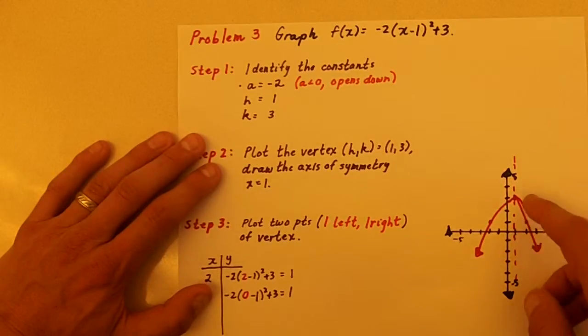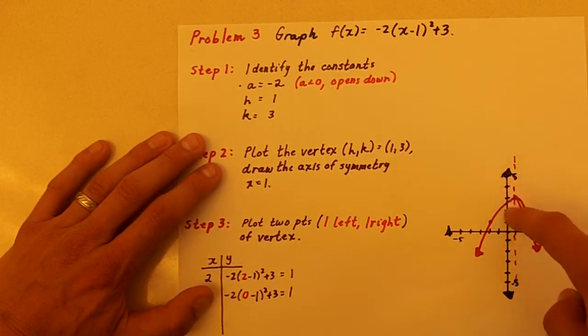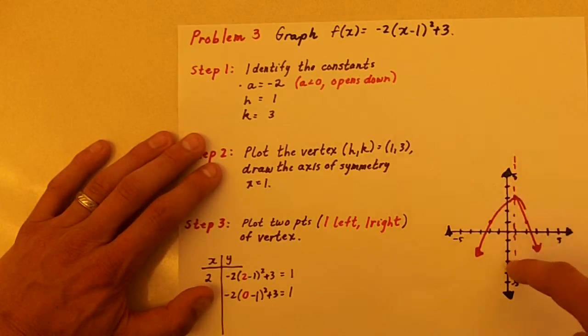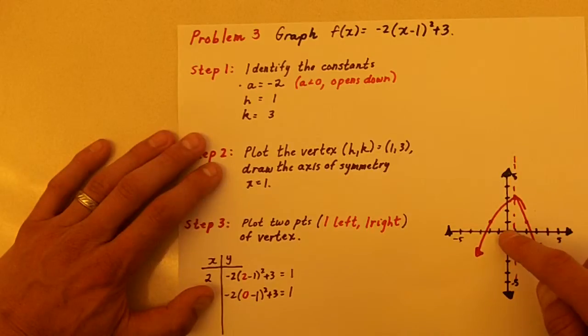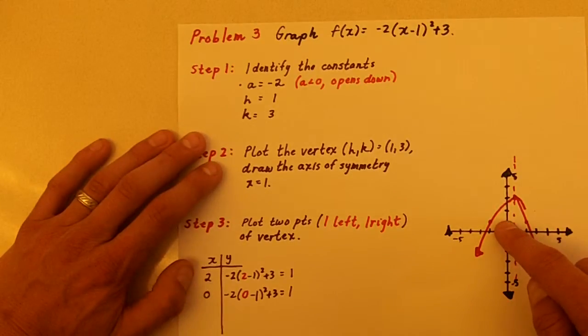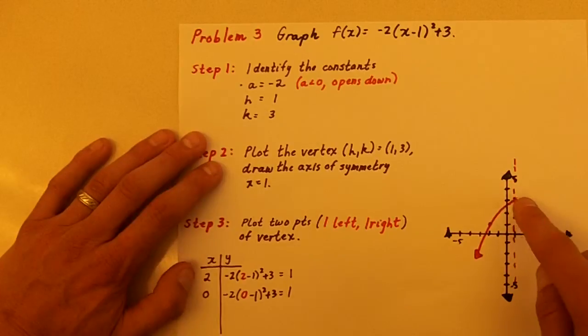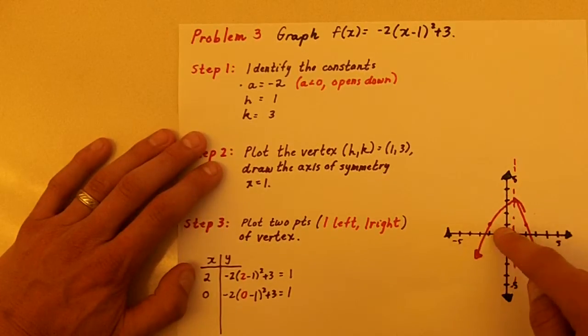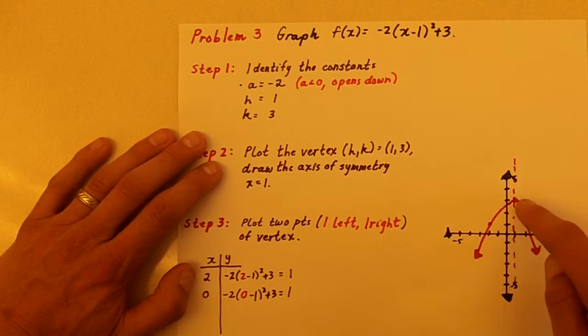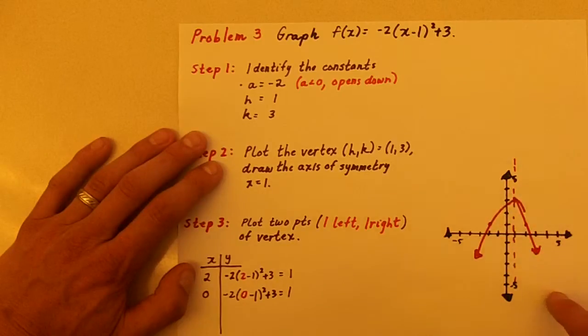Now think about the line of symmetry. If the axis cuts this directly in half, mirrored image, if we're 1 unit to the right or 1 unit to the left of the vertex, they should have the same output. So when I plug in 2, I get 1. When I plug in 0, I also get 1. Because they're both the same distance from the vertex, they have to have the same output to be a mirror image. So I connect my graph with a smooth curve.